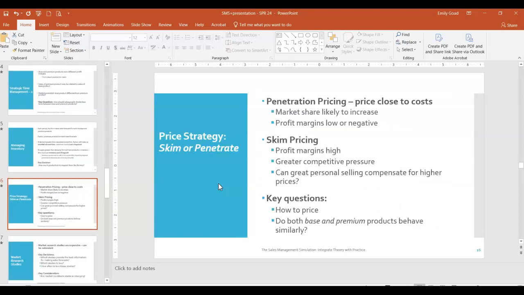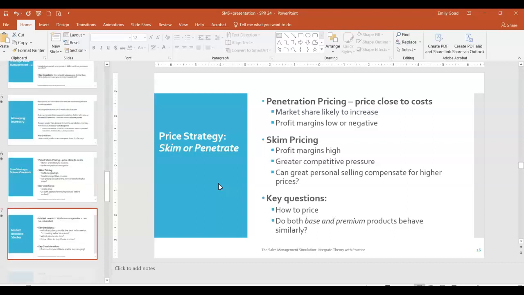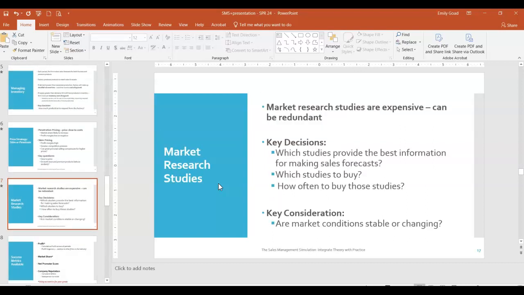So these are the pricing considerations. Market research. Some of the studies are really expensive. You really have to look at what they offer you. How necessary do you think they are? Are there any redundancies?